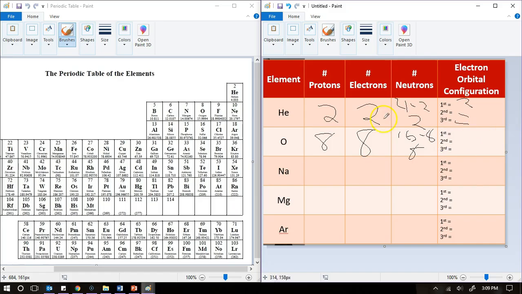And if I start filling orbitals, well, I've got 8 total to work with. I've got to put 2 in my first orbital. 8 minus 2 leaves me with 6, which is less than the 8 I'm allowed to put in my second orbital, so we're going to put 6 in there, and that means there are none in that third orbital. So at this point, do yourself a favor, pause the video, and try to figure out what these numbers should be for your Na, which is sodium, Mg, which is magnesium, and Ar, which is argon.